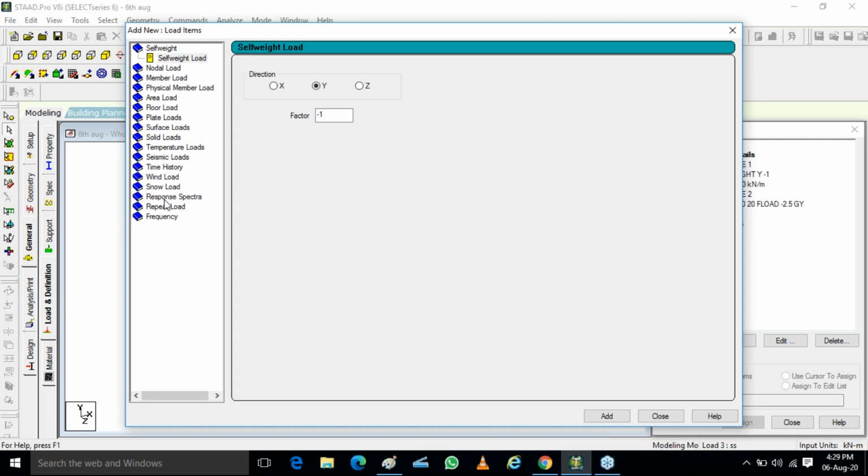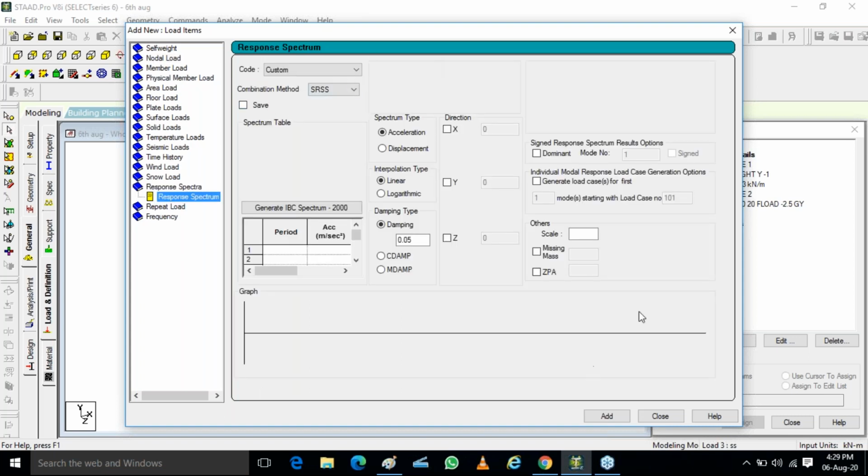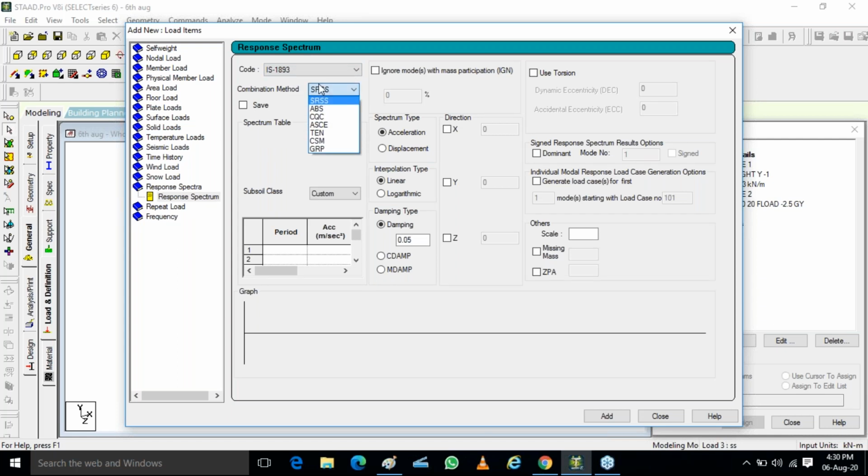Okay, so I will tell you the clauses in which you have to find it. You go to response spectrum. In this there is a custom notation and you have to input all those values. So the first value is your code. Always select IS 1893, as per your Indian code. Second is your combination method. According to our Indian code, we can use any combination method, ABS or CQC.